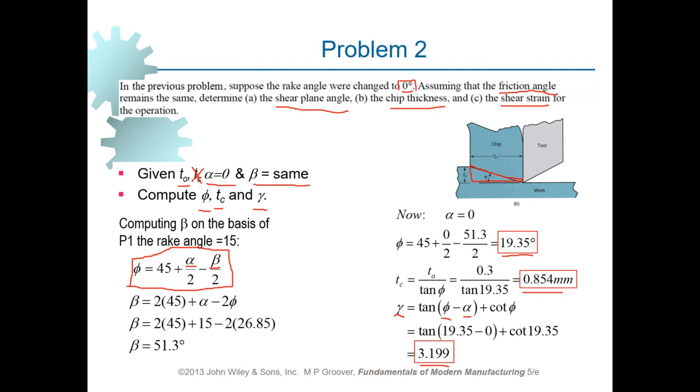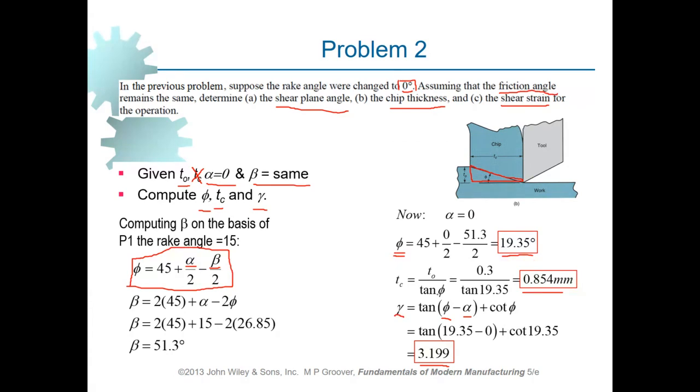The only thing that is different in this problem compared with the previous problem is the rake angle. The rake angle was reduced from 15 to 0, and now we can see the shear plane angle is less, the chip thickness is more, and also the shear strain is more. And this is a less desirable situation compared to what we had before. As this value is higher, we will have a more efficient operation.